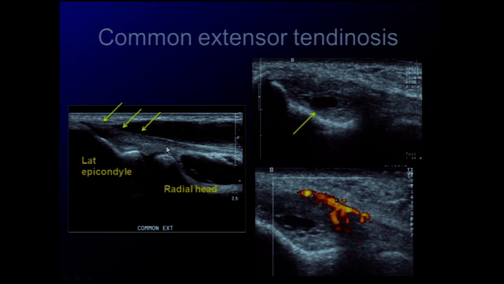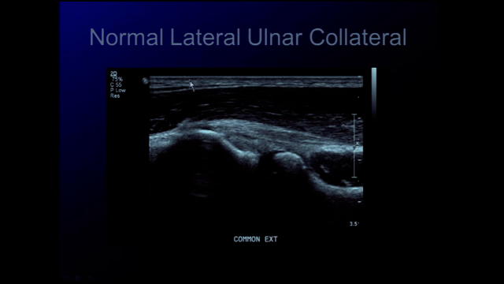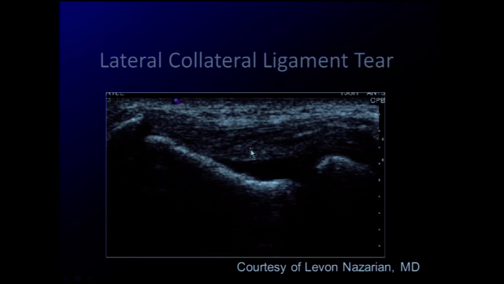And just to show you, the normal tendon here is extending over and inserting onto the lateral epicondyle. The deeper structure right here is the radial collateral ligament, which you can sometimes evaluate for tear or injury. Here's another view of that lateral ulnar collateral ligament or radial collateral ligament. It is deep to the common extensor tendon, and in the setting of a tear, you will see a defect in that area, possibly with fluid. This image is provided by Dr. Nazarian.